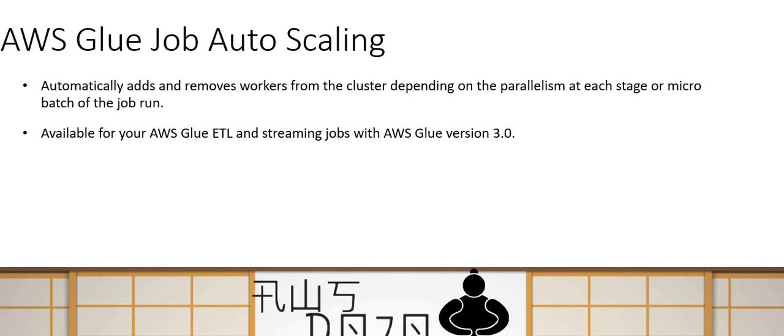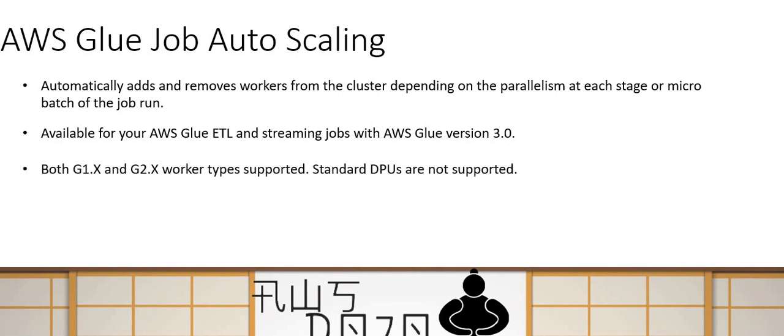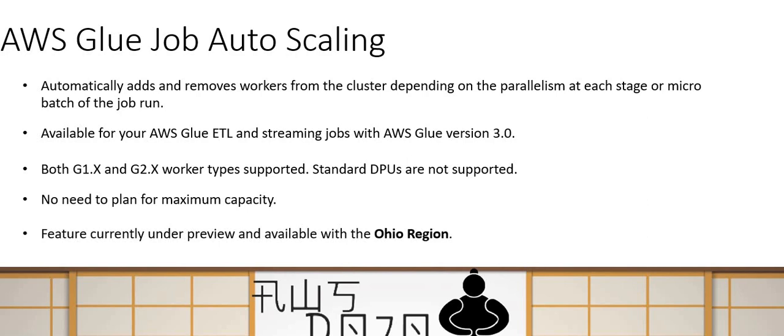The only thing you have to do is use AWS Glue version 3.0. Next, it supports both G.1X and G.2X worker types. Standard DPUs are not supported, so please keep that in mind. There is no need to plan for maximum capacity; we have already talked about that. And right now this feature is in preview and available only in the Ohio region. So I'm going to give you the demo in the Ohio region, but I'm sure this feature will be generally available in some time, and then you can use it in other regions as well.